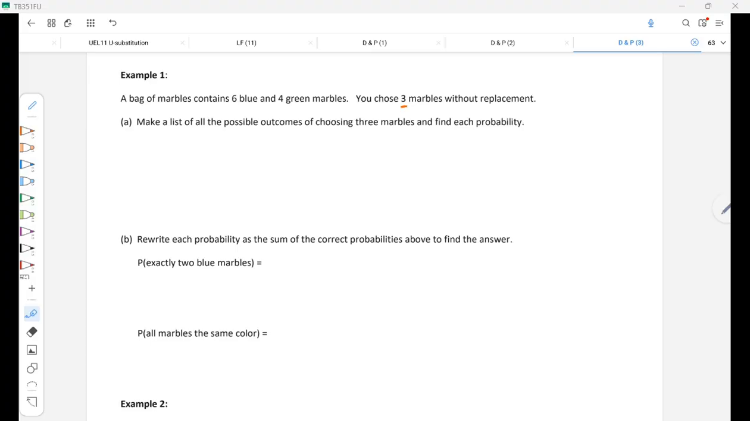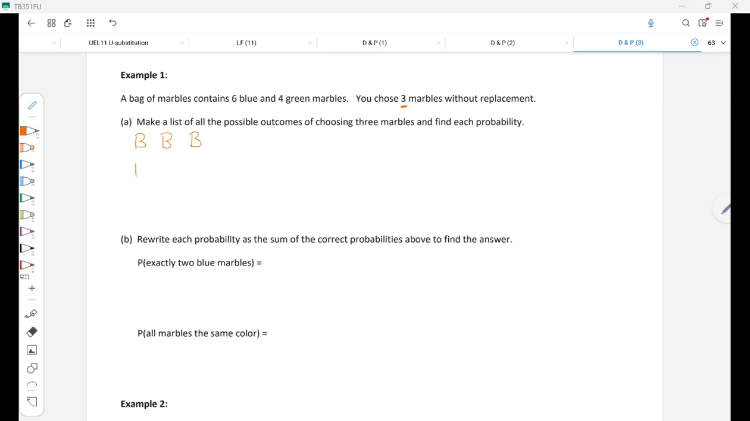So what we're going to do first in letter A is just list everything that could happen when we choose 3 marbles. So the way we do something like this, and you'll have to do this for just about every problem on this page, we're just going to say, okay, blue and green. So what's everything that can happen? Let's start with blue, and let's say we got all 3 of them blue. Okay, that's one thing that could happen. I got a blue on each pick.